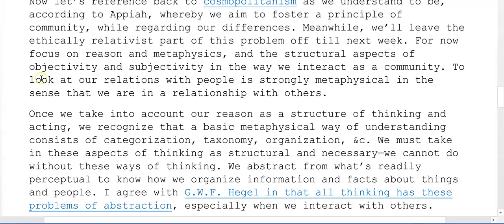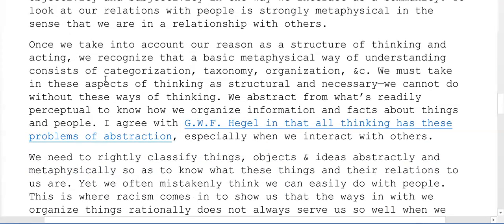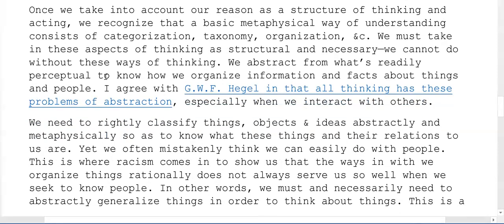Okay, so to look at our relations with people is strongly metaphysical in the sense that we are in a relationship with others metaphysically. Okay, going beyond just the physical, right? So once we take into account our reason as structural of thinking and acting, we recognize that a basic metaphysical way of understanding consists of categorization, taxonomy, organization, etc. We must take these aspects of thinking as structural and necessary. We cannot do without these ways of thinking.